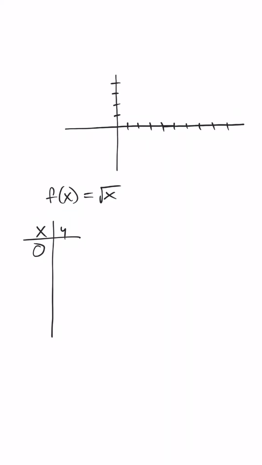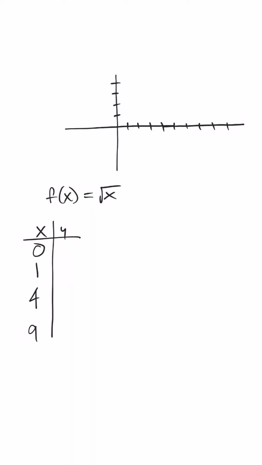So we would start with 0, and then we might put 1 in for x, and then 4, and then 9. We can put numbers that are in between those values in for x, but they don't return nice numbers like 0, 1, 4, and 9 would.